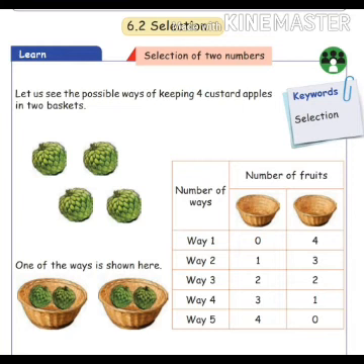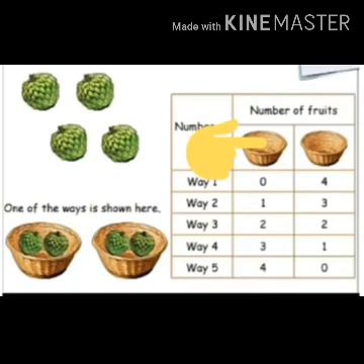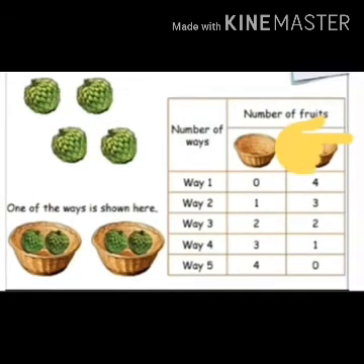Okay? See the table. First one is number of ways. Next column is number of fruits. See the first way. The first basket is kept empty and the second basket is filled with all 4 custard apples. So, the number is 0 and 4. Very good.